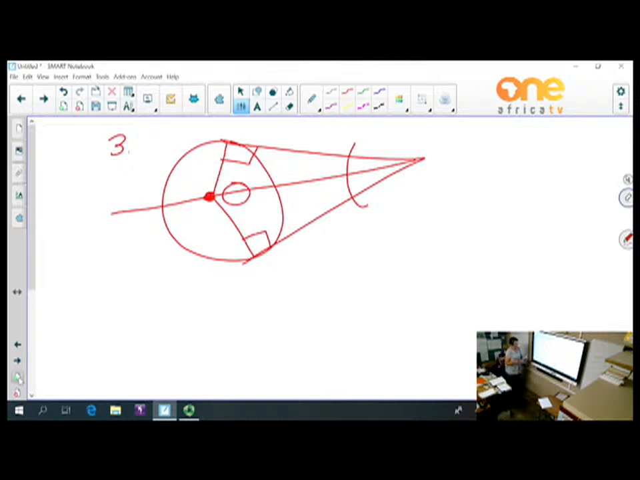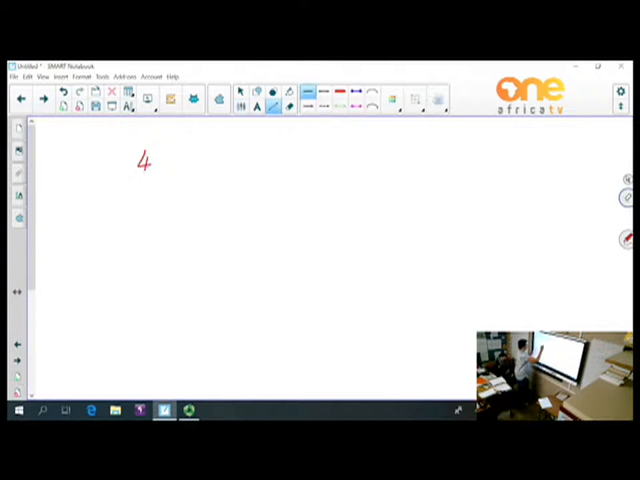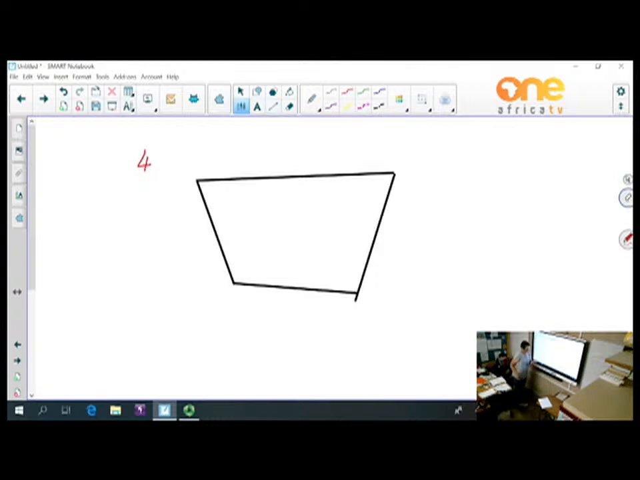Okay, and we're going to do the last one, number 4. So here is the sketch. Write the scale in the form 1 to n. Now, the actual length of the side AB is 100 meters, so it's 1 to 10. So the ratio is then 1 to 10, n is 10. The next one, in this part, use a straight edge and compasses only.